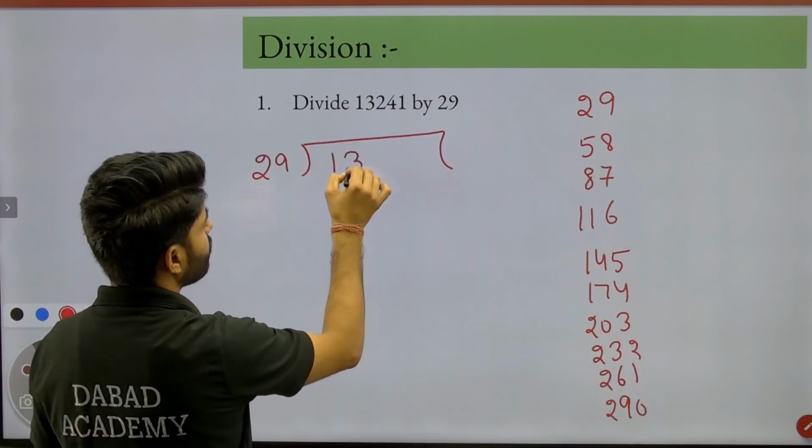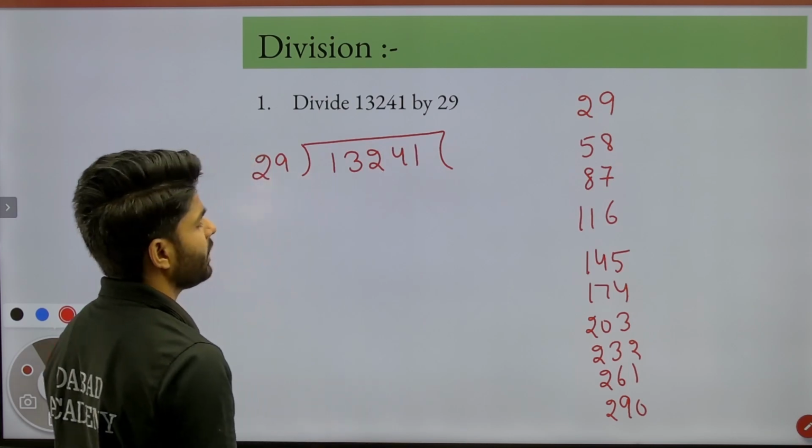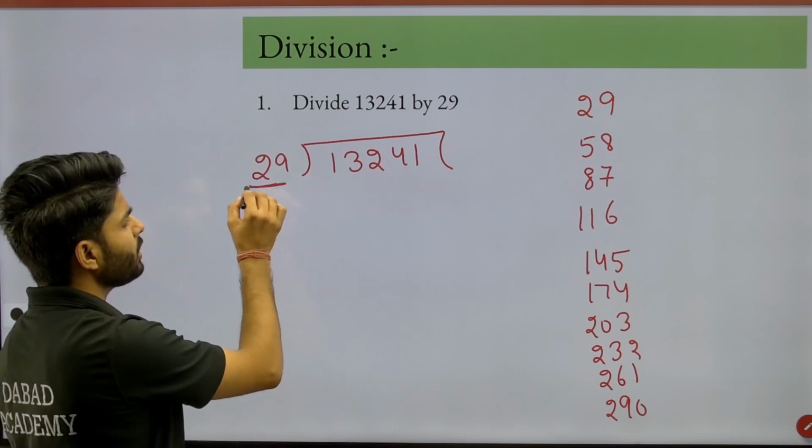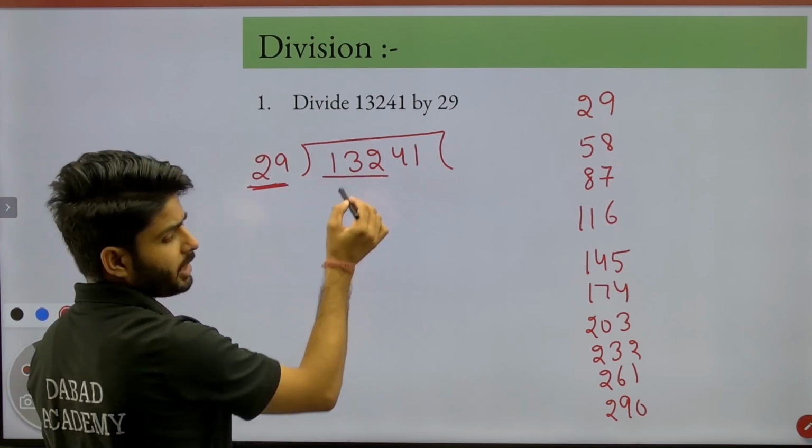29, 13241. So first we have to divide this number: कि 29 की हम 29 से डिवाइड करें तो नंबर 132 से कम आना चाहिए.